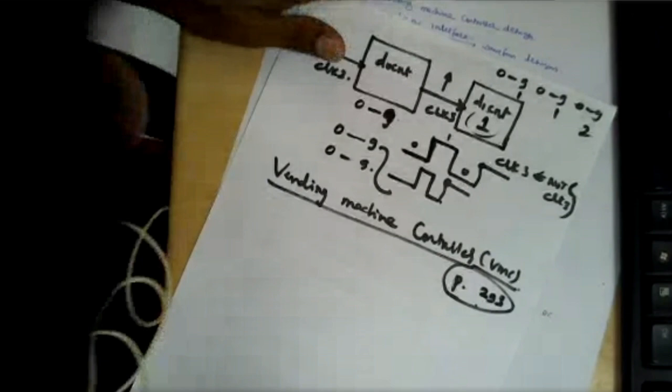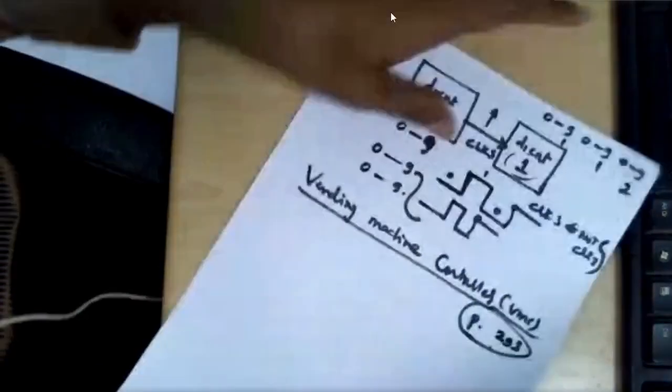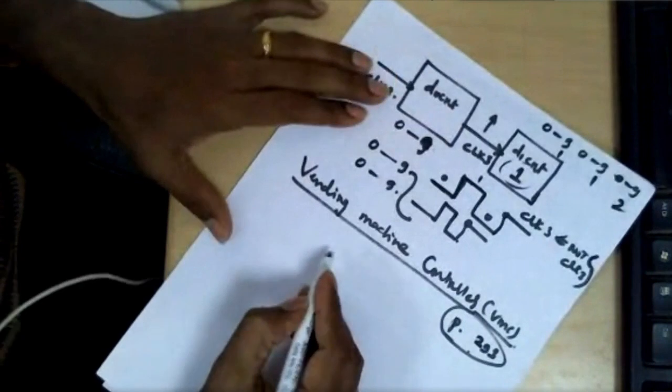So now the idea is, suppose this is the vending machine controller.